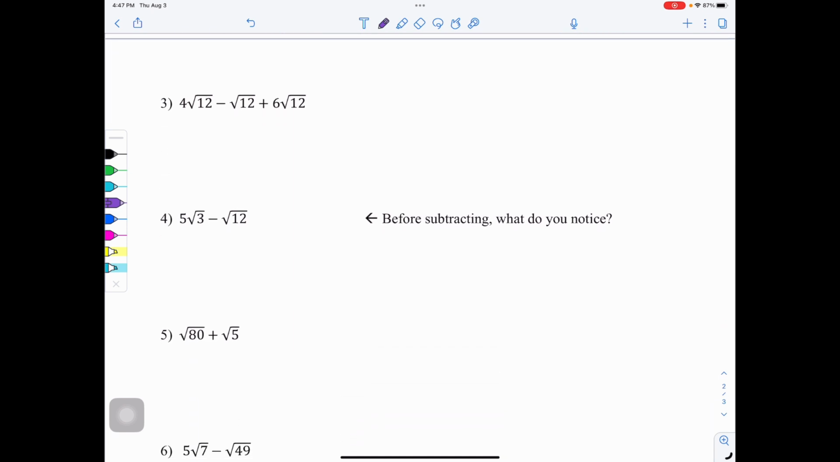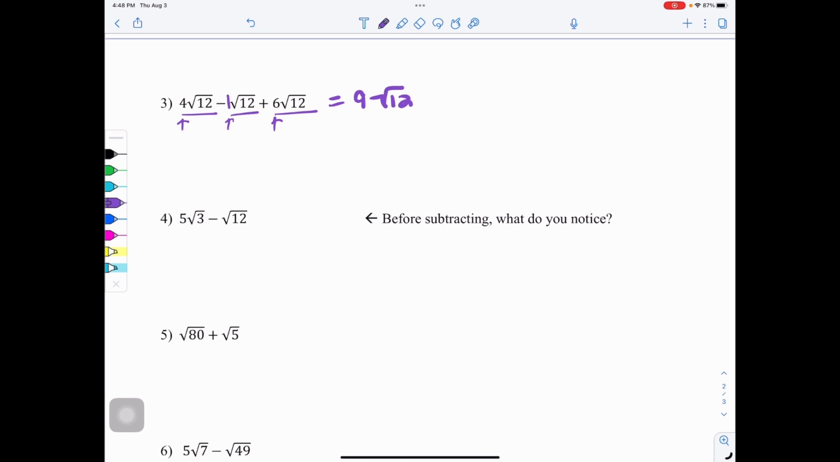Here, when I'm looking at the radicals, I see square root 12, square root 12, square root 12. So I once again have like radicals. So I can take all of those coefficients. I'm going to squeeze a 1 in there because that's really negative 1 square root 12. And we're going to add everything up. So I've got 4 take away 1, which is 3. And then add 6, which gives me 9 square root 12.